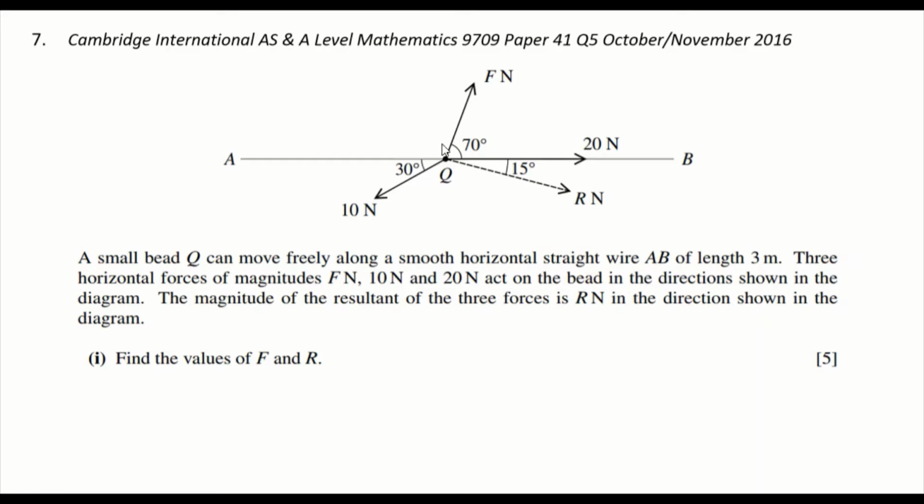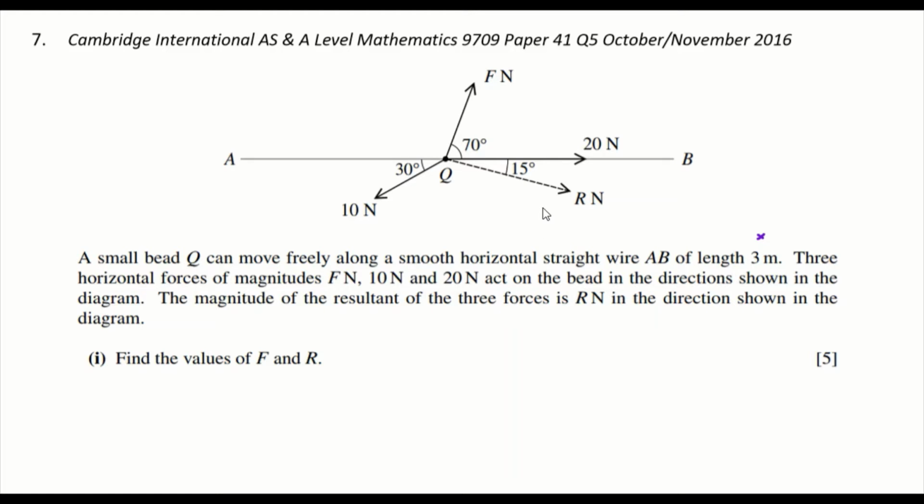A small bead Q can move freely along a smooth horizontal straight line AB of length 3 meters. I don't think you need this information because you are not doing part 2. Three horizontal forces of magnitude F, 10 and 20 act on the bead in the directions shown in the diagram. The magnitude of the resultant is shown here as R, and the direction is 15. We need to find F and R.